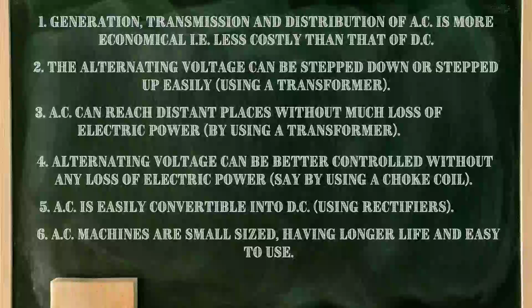There are various advantages of the AC current. First of all, generation, transmission and distribution of AC is more economical, that is, it is less costly than that of the DC. The alternating voltage can be stepped down or stepped up easily. AC can reach distant places without much loss of electric power. Alternating voltage can be better controlled without any loss of electric power. AC is easily convertible into DC, and AC machines are small sized, having longer life and easy to use.